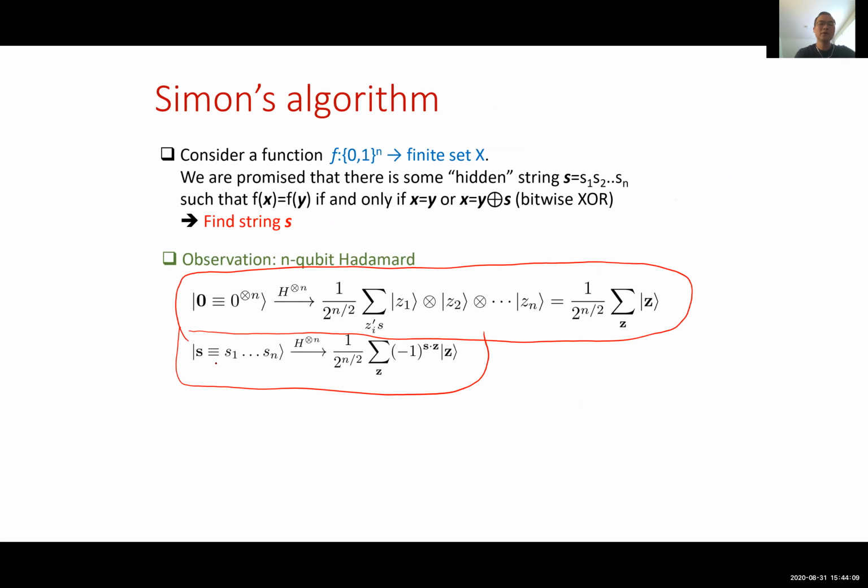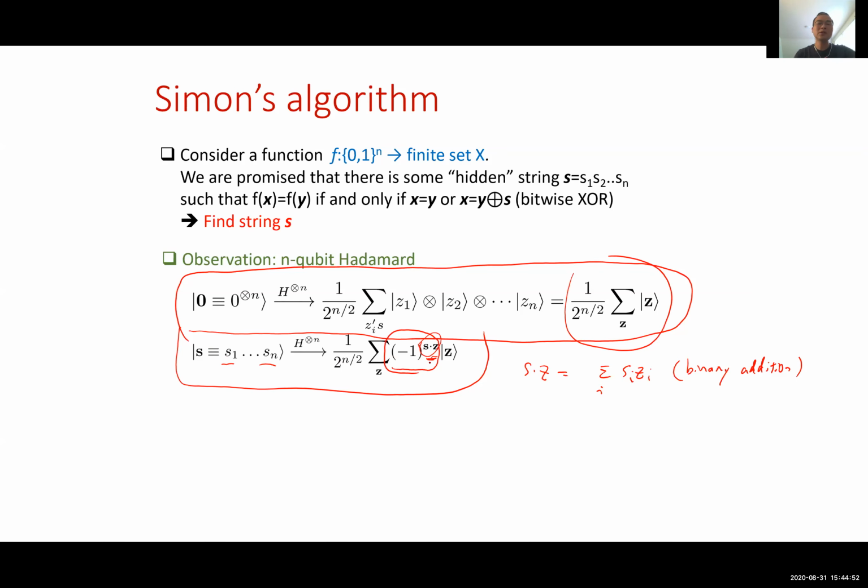If you have bit string s, then after the Hadamard gate, it's not like this. It's similar, but with a phase, right? Basically, if s dot z, in the sense that this is s_i times z_i summed over i, this is really the binary addition. If this is 1, that means there is a non-zero here, which means the factor is -1.